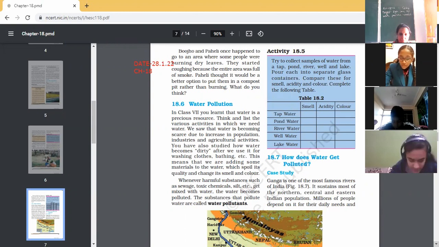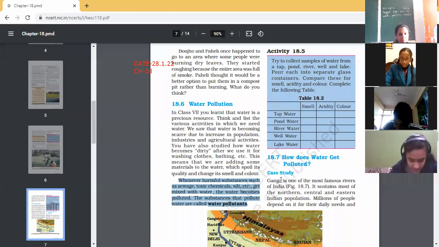Whenever harmful substances such as sewage, toxic chemicals, silt get mixed with water, the water becomes polluted. The substances that pollute water are called water pollutants. So children, I hope it's clear to you what makes the water dirty. That is the sewage, toxic chemicals, silts, even the wastewater from our homes, from industries, from the factories. All these pollutants make the water polluted or dirty.